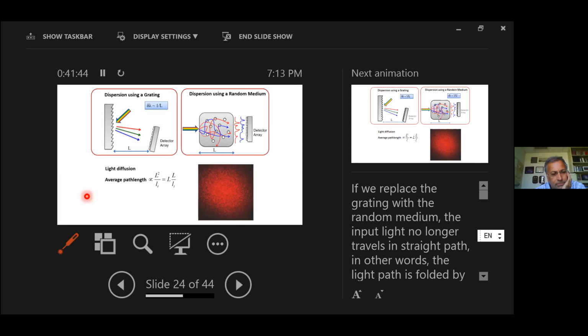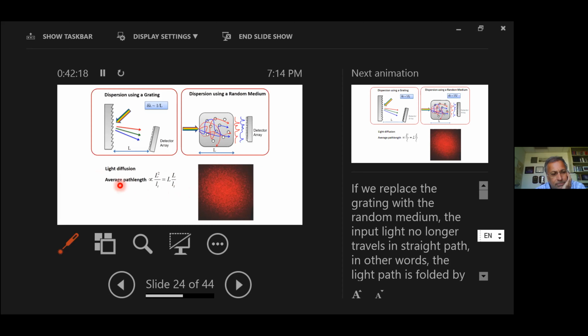In terms of resolution, if we consider a diffusive medium, the average path length of light inside the medium is proportional to L²/LT. That means compared to the linear dimension L, the path length is enhanced by a factor of L divided by LT. This can be very large, maybe 10 times, 100 times. So it can really increase the average path length a lot, and therefore the spectral resolution will improve.